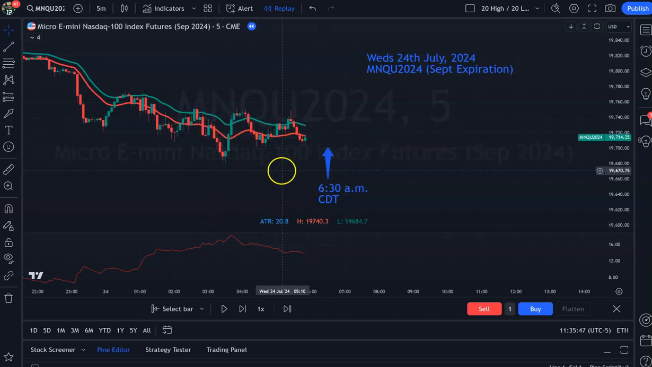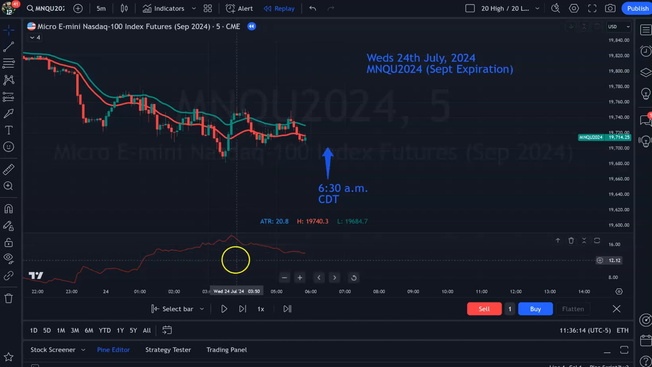And so for this example, I'm starting at 6:30 a.m. Central Daylight Time on Wednesday, the 24th of July. And the instrument is a futures contract, MNQ U2024, which is the micro contract of the NQ, September expiration. So I've got this on 1x speed.